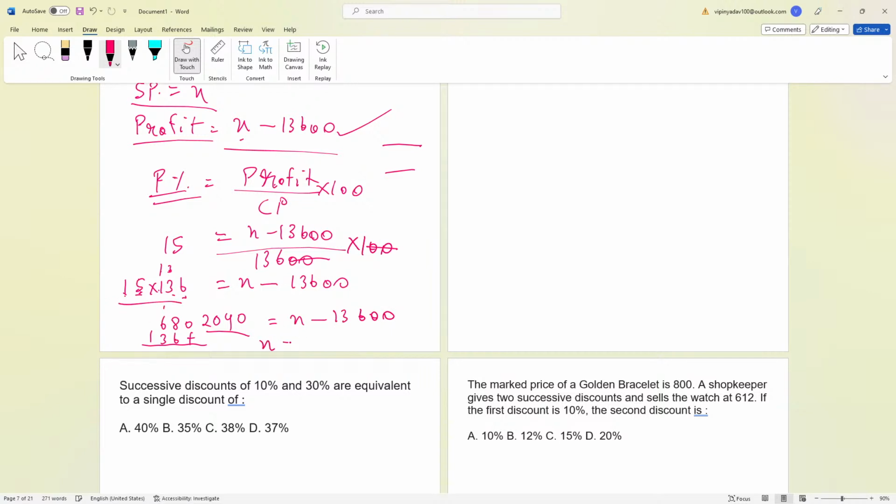Okay. Now 2040, this number we can just take on the other side. 2040 plus 13,600, and the answer is coming out to be what? 15,640 rupees is the final answer. So I hope it is now clear to everybody. That is the way we have done this part.